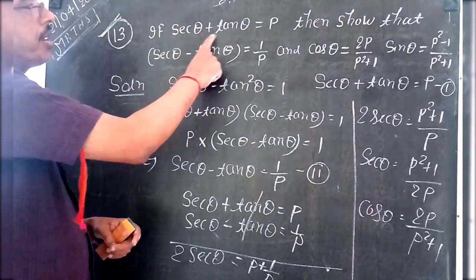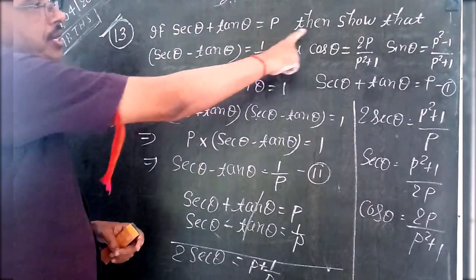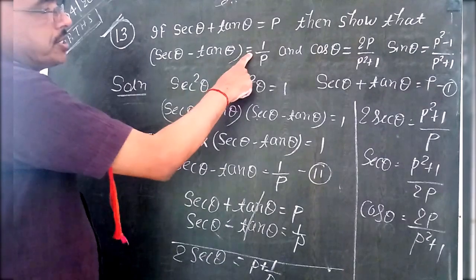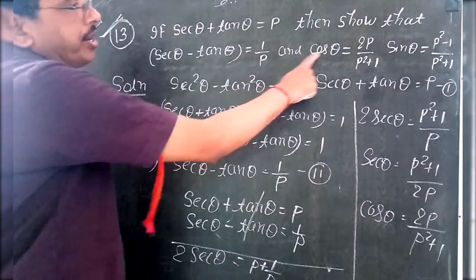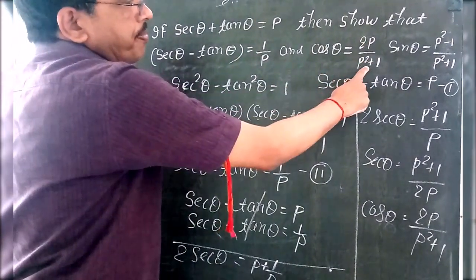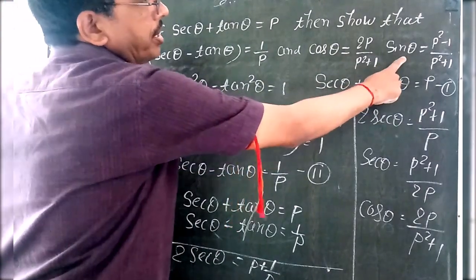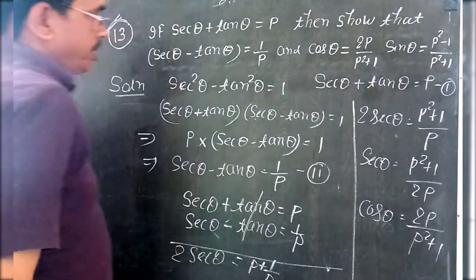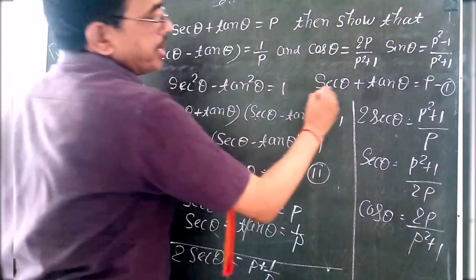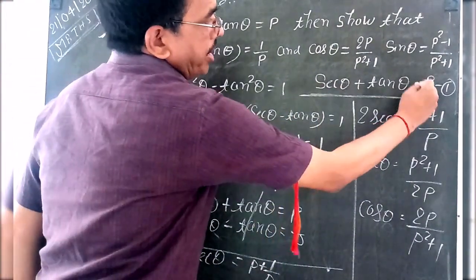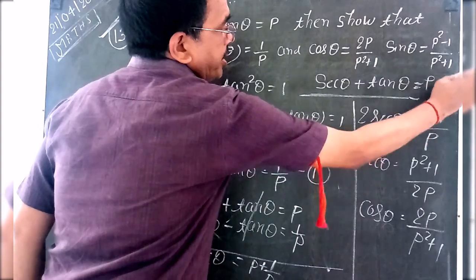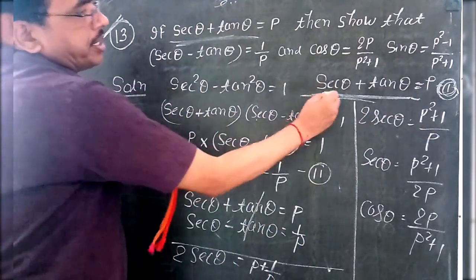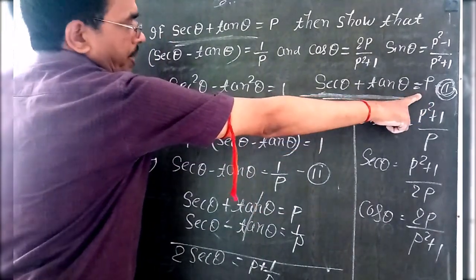If sec theta plus tan theta is equal to p, then show that sec theta minus tan theta is equal to 1 by p, and cos theta is equal to 2p by p square plus 1, and sin theta is equal to p square minus 1 by p square plus 1. First, write this: sec theta plus tan theta is equal to p, that is equation first.